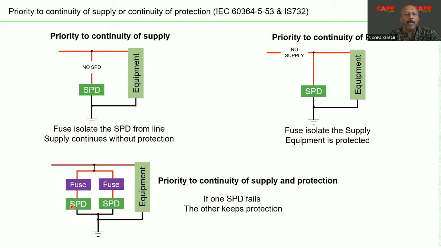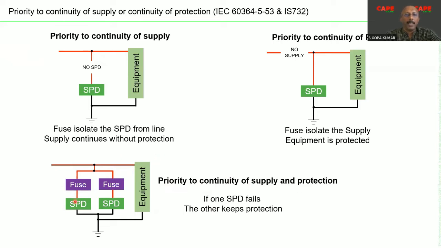One technique which can be used is an SPD with two discharge devices inbuilt. Let's say, for example, initially the SPD is green. Once one of the MOVs fails, the color changes to yellow. Only once the second one fails does the color change to red. So when the SPD changes from green to yellow, you get time to replace the SPD, and you don't go into a situation where your equipment is unprotected. This third case is applicable where continuity of supply and continuity of protection are both necessary.